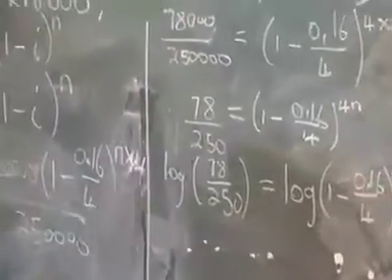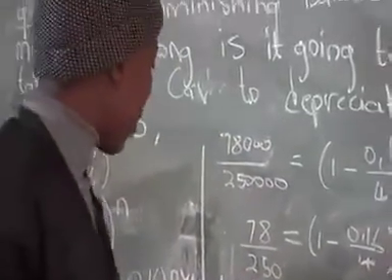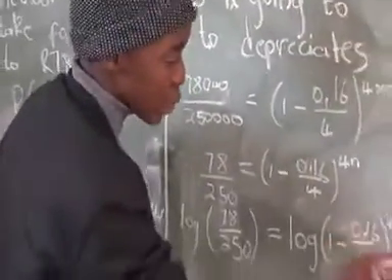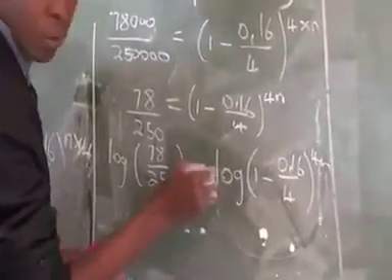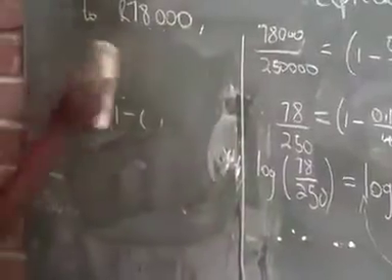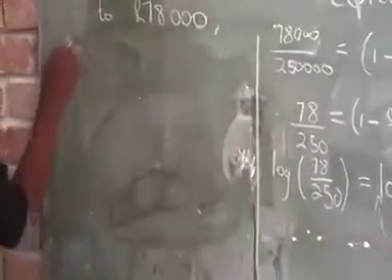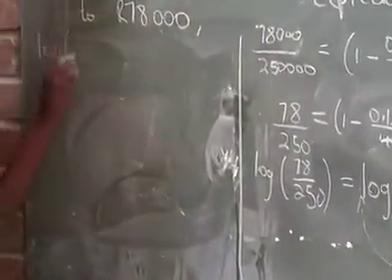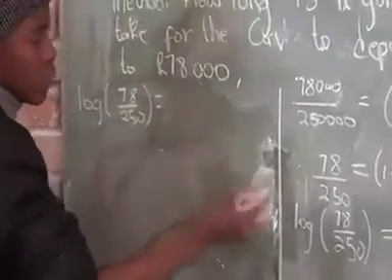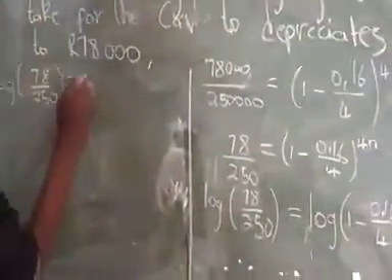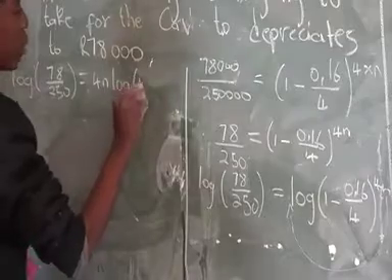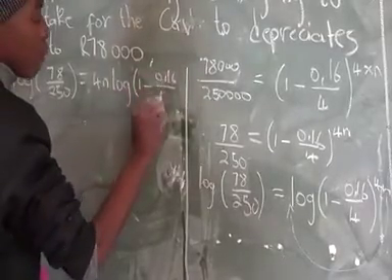And then remember what I told you in the last video, that the logarithm law states that if you have an exponent here, you can take this exponent to the front of the log. So that's what I'm going to do right here. I'm just going to wrap up quickly so that I can complete my example. So we had log of 78 over 250 is equal to 4n log of 1 minus 0.16 over 4.